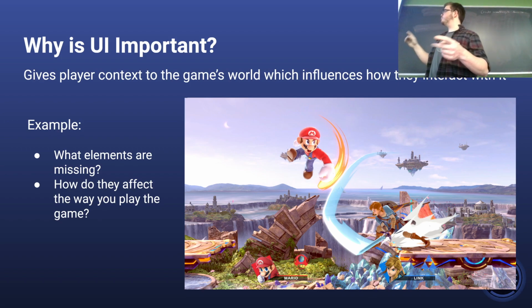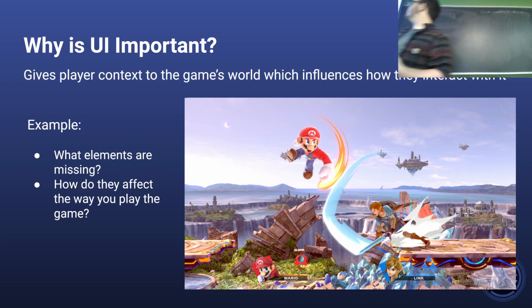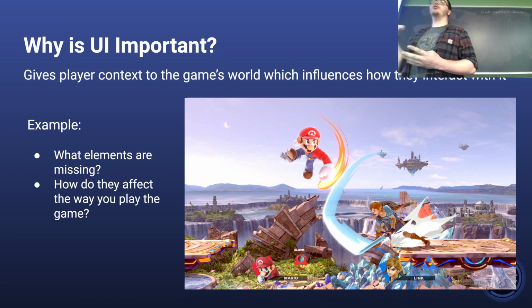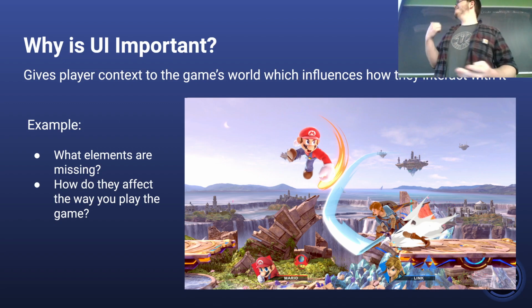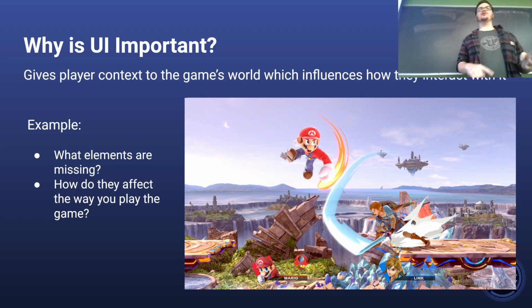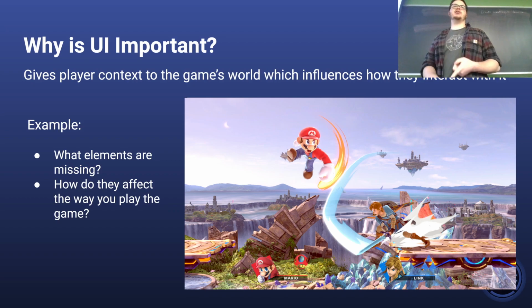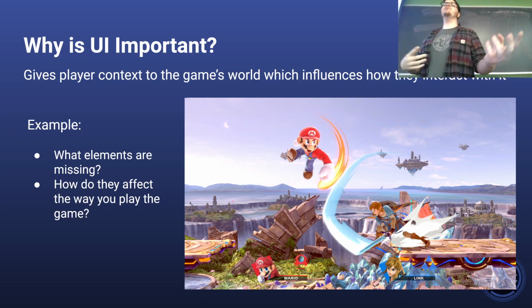We have stocks, percentage, timer, the little player arrows. Anything else? Because if you can name another one, then I'd be really impressed, because that's all I got. So we've identified those 4 things. How would they impact how you play the game? Say if you didn't know what your percentage was or how many lives you have, how would that impact how you play? You might play riskier when you really shouldn't, or play more defensively when you really shouldn't.